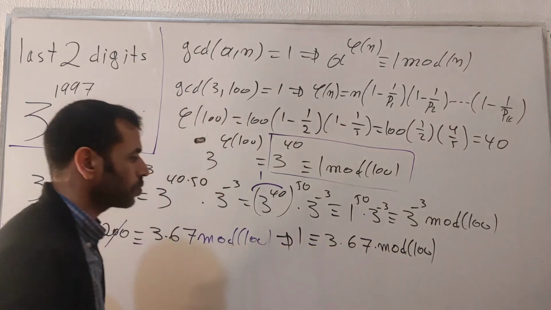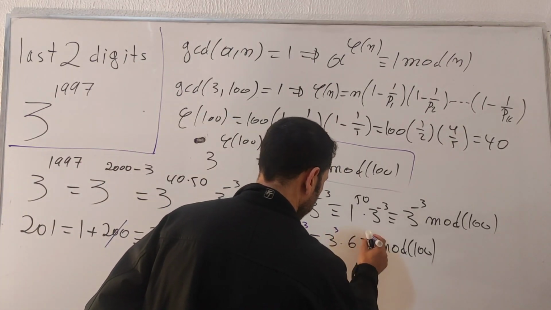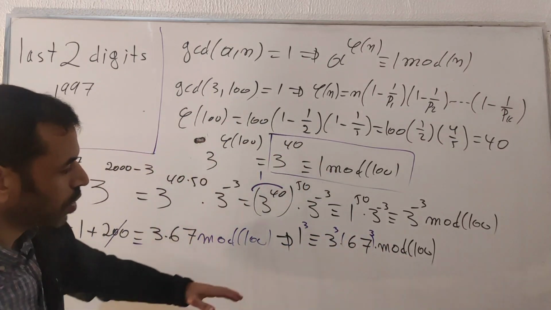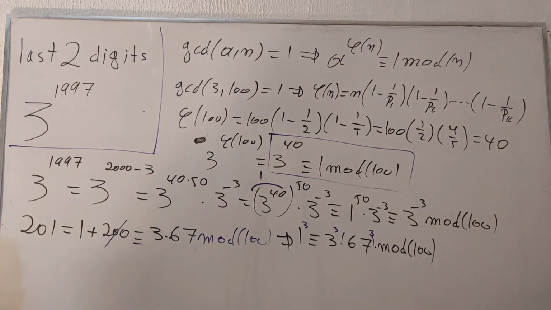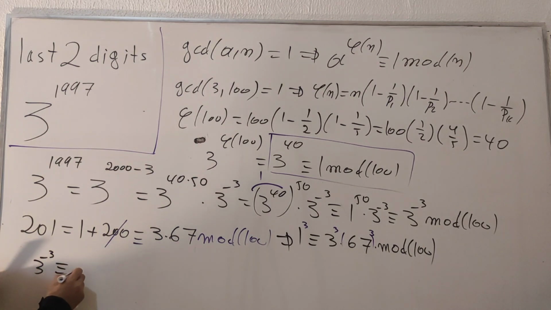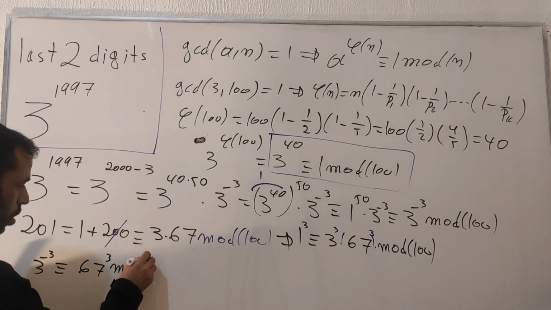I'm going to raise both sides to the exponent 3, okay, on both sides. Then I'm going to take the inverse of this one. I'm going to work with the inverse. So I get 3 to the minus 3, because I'm taking the inverse, is congruent to 67 cubed mod 100, okay?